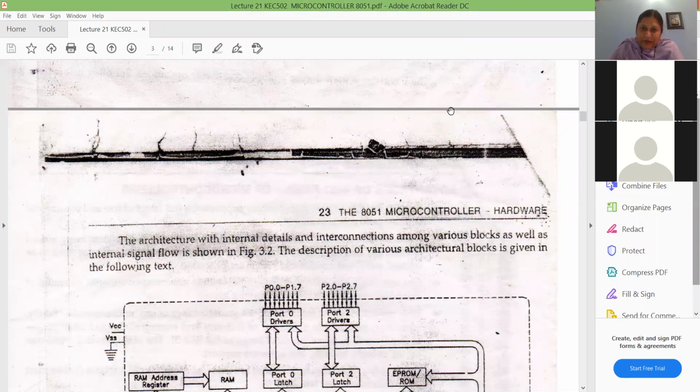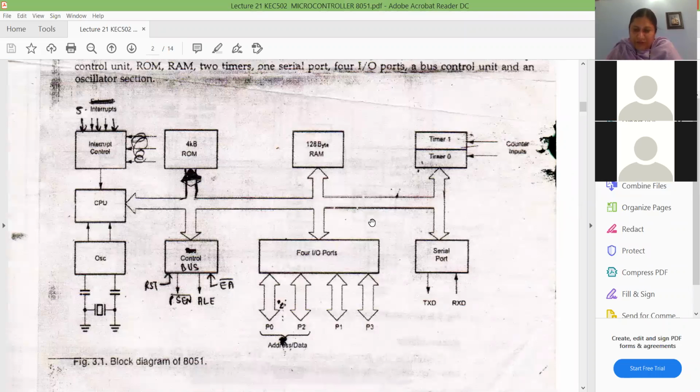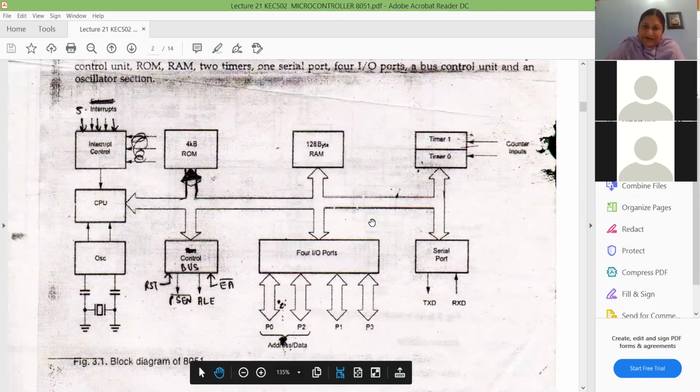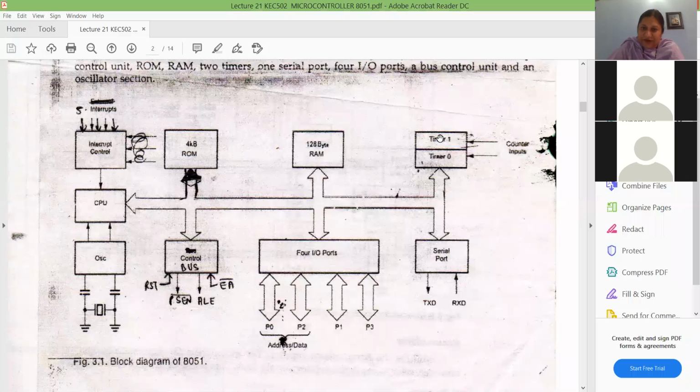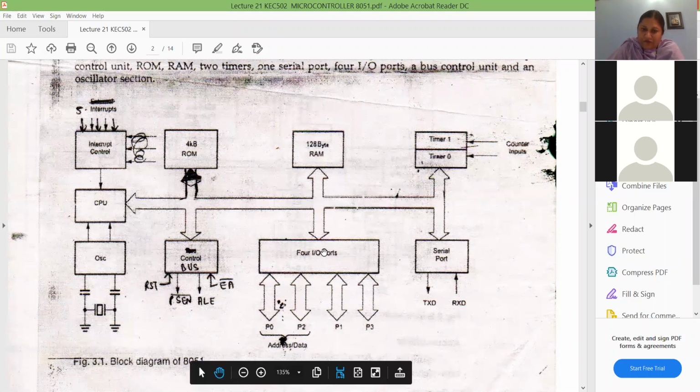So we were talking about these internal features of 8051, that it is having internal timers. Two timers are there, T0, T1. You have internal RAM of 128 bytes. You have internal ROM of 4 kilobytes. You have interrupts. Then oscillator circuit is there. Some control buses are there. You have four input output ports. You have serial port, and P0, P2 ports are used as address bus also.